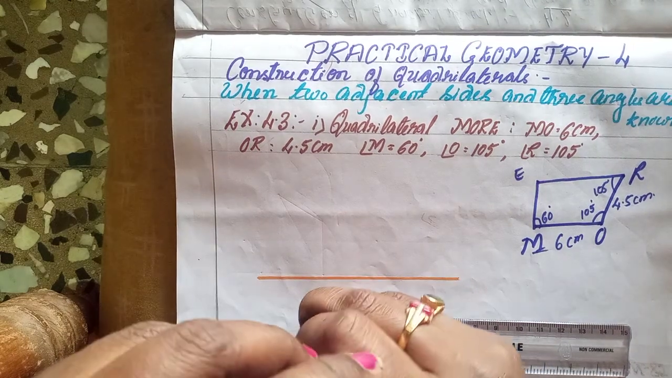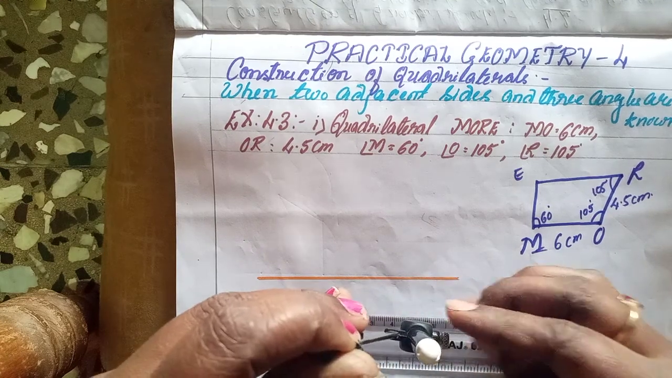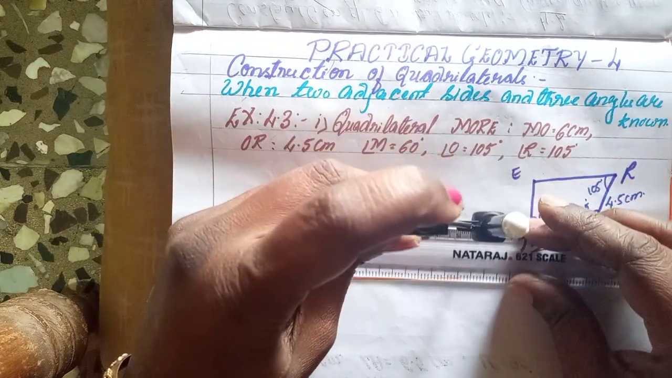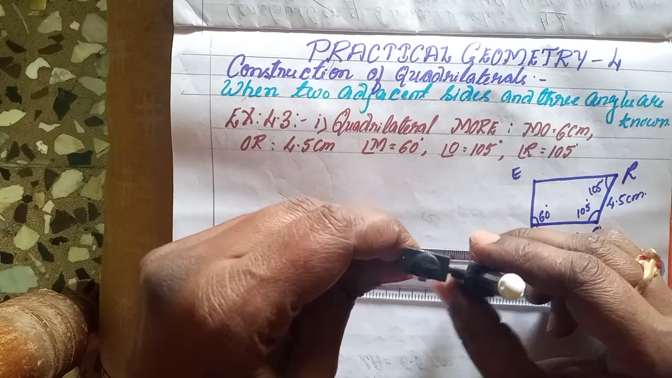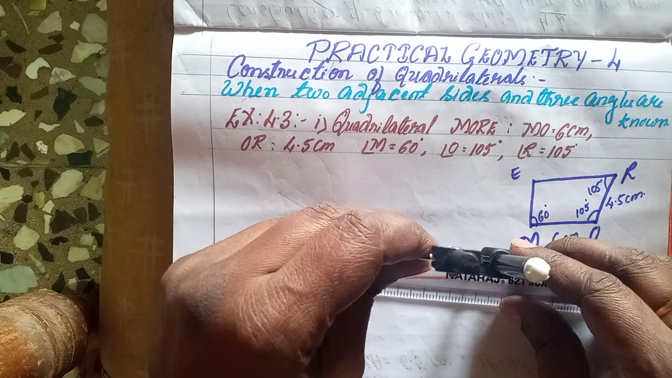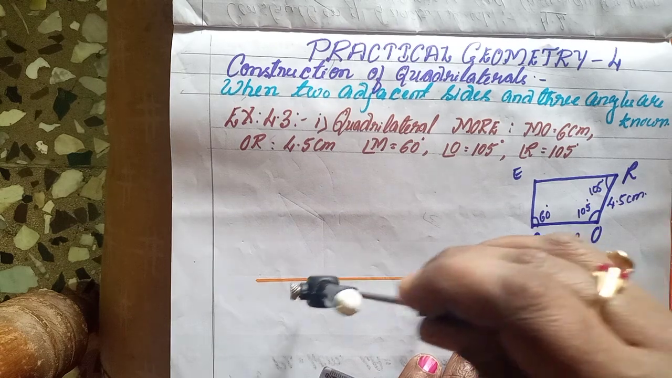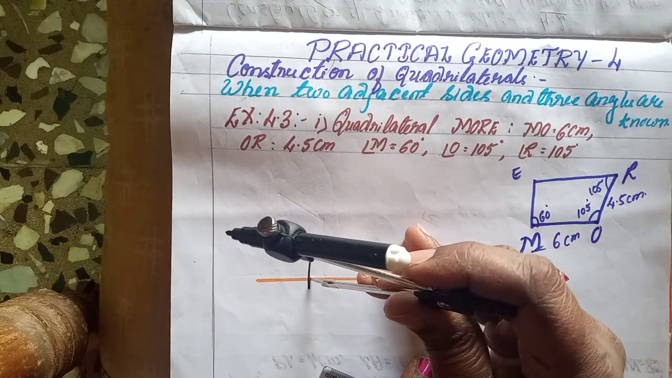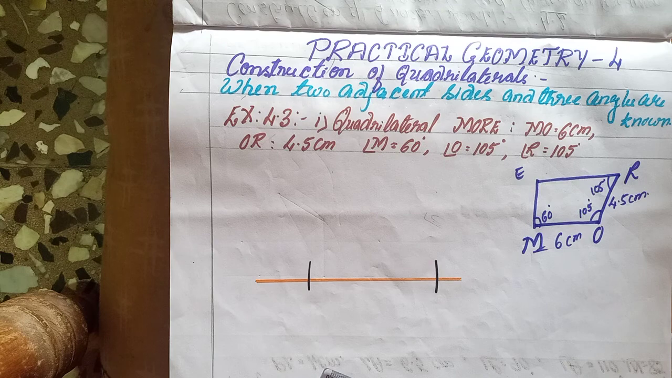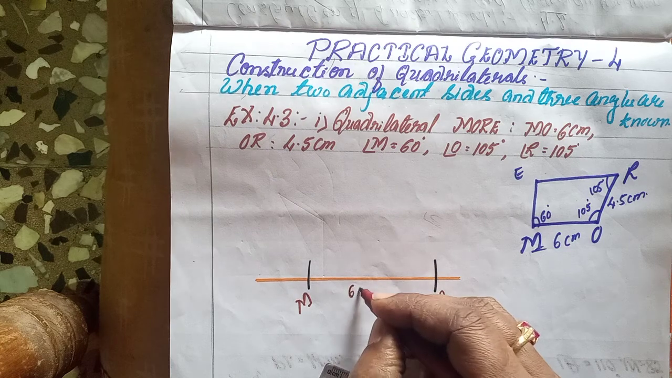Like this, the measurement should be exactly 6 centimeter. Are all of you observing? With the help of scale and compass, take the measurement of 6 centimeter like this, and then cut off the arc on the right. Okay, students, what we got? MO. MO is equal to 6 centimeter. Mark it as MO.